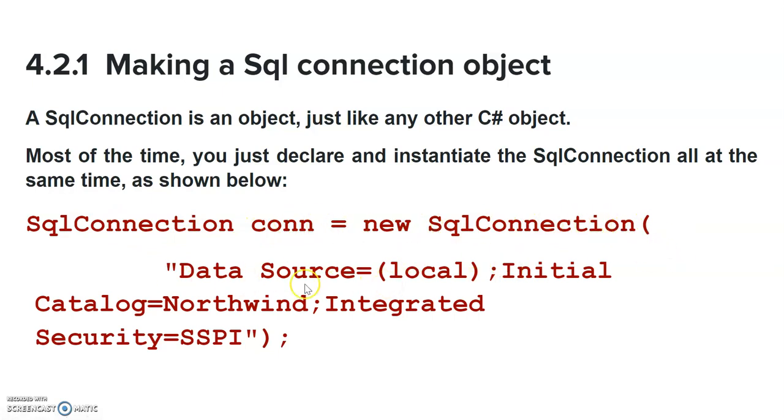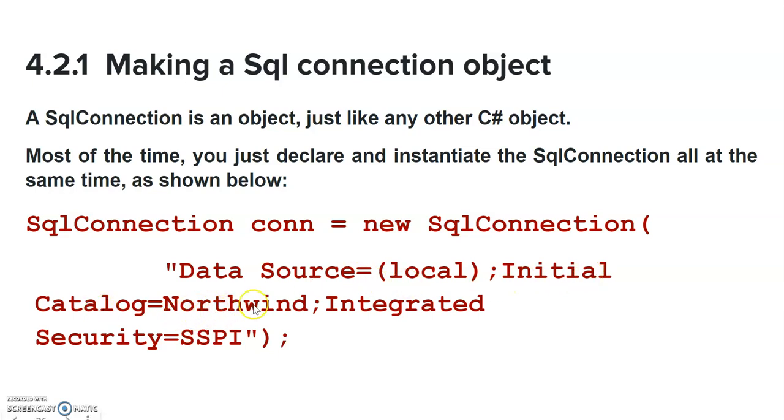Now look at the parameters. Just focus on the parameters. Data source is equal to local. Here, data source means the data that you want to connect to. That data source is located at the local machine. It may be located at a remote machine. So according to that, you have to provide the IP address if it is on a remote machine, and so on.